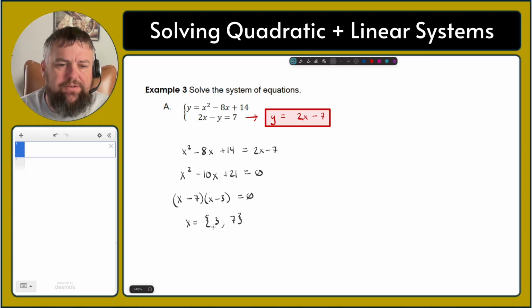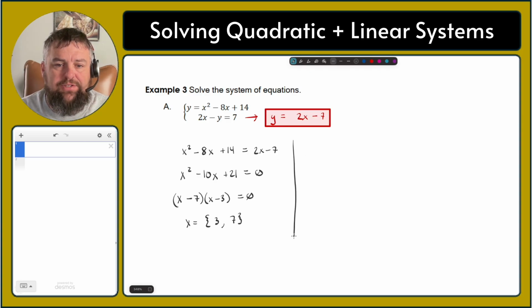Now what I'm going to do is take those x values and plug them into either one of the two equations. For the purpose of this video, I'm going to show both of them to show you that it doesn't matter which one you use. So let's take the first one, the easy one. Let's plug the x value into the linear function. I'm going to use the one where I solved for y already.